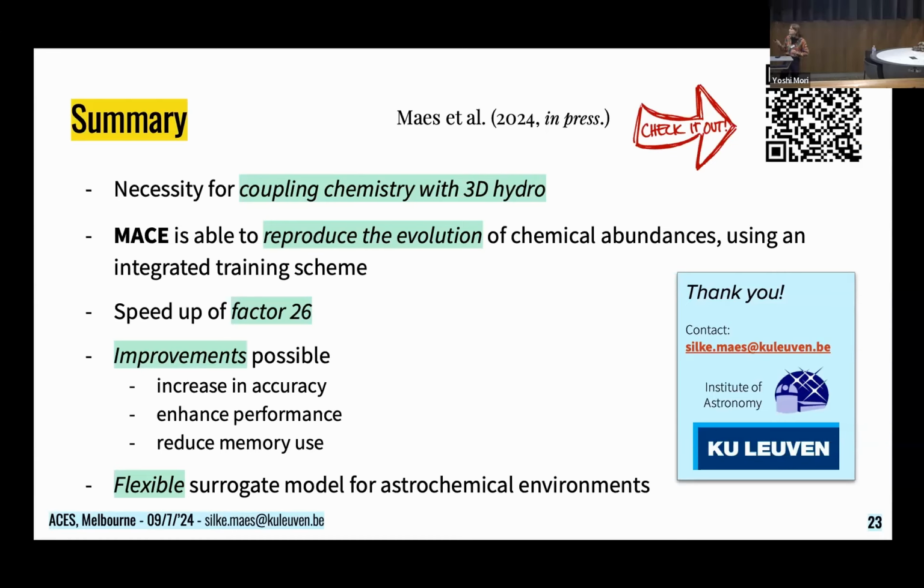But the issue is, the results that I showed are now trained on the one-dimensional models that we made. These one-dimensional models evolve the chemistry with different time steps. If you want to use it in the hydro codes, the time steps will change. So we first need to build a new grid of models using the correct time steps before we can train MACE to be applicable again. So there are still a lot of intermediate steps, but we hope to do this soon.